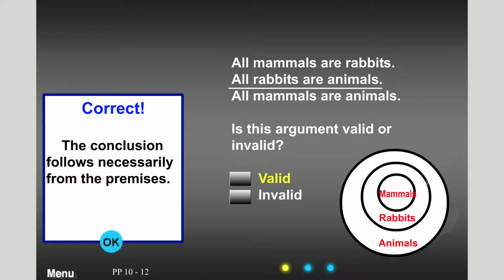Okay? And you can see this with the circles. If all mammals are rabbits, then all rabbits are animals. Therefore, it must be the case that all mammals are animals, right?